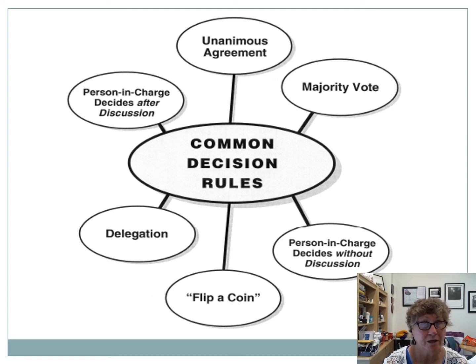If you're an authoritarian, we might have the person in charge say, okay, I heard what you said. I think we should do this. We're doing this. Again, not my favorite way of doing things. Flip a coin. Depending on the decision, may or may not work. We might make a committee and have a delegation make that decision for us and bring it back.